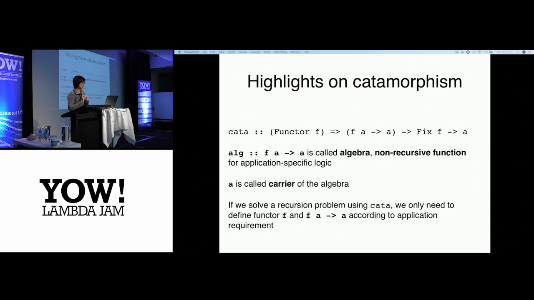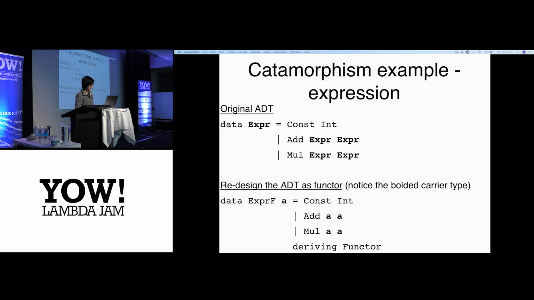First is to define the functor F. Second one is to define the non-recursive function FA to A according to the application requirement. And how to use it? Here is the example, the expression problem I showed before.